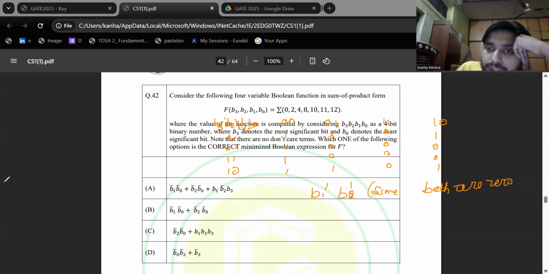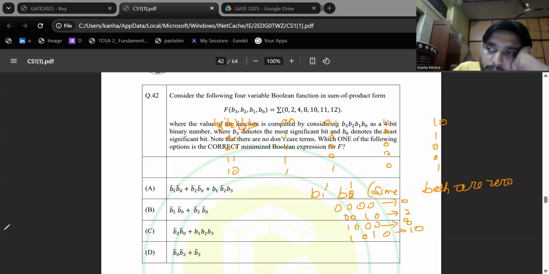So how am I able to say that these are common among 0 0 0 0, and it is also common among 0 0 1 0. It is common among 1 0 0 0. This is 0, this is 2, this is 8. And it is common among 1 0 1 0, and it is 10. Where else is it common also?